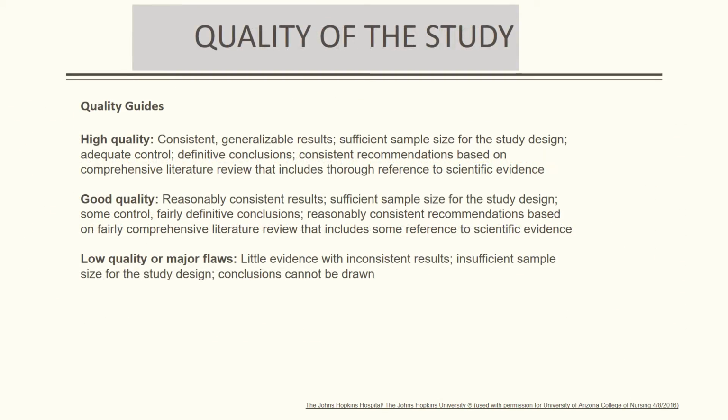Okay, next to your level of evidence on your template, you're going to see a section that talks about the quality of the study and the quality guide. It's pretty self-explanatory, the different types of quality: high, good, and low. Know that high quality studies are usually randomized controlled, quantitative studies. They're consistent and have a sufficient sample size for the study design, which is usually greater than 30 subjects, and they have definite conclusions. But you can still use good quality and low quality studies because with CAM therapies, we have very few randomized controlled quantitative studies, but there are still a lot of good qualitative studies out there, even if they're small in sample size.